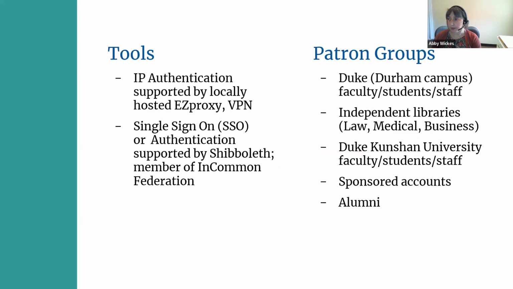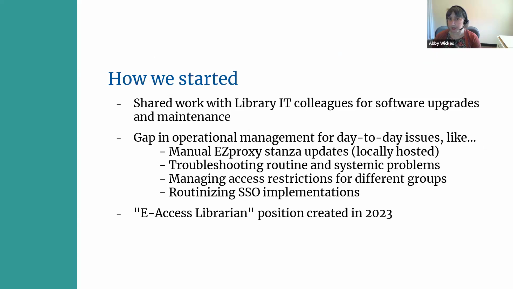There are also independent libraries for 3 professional schools. A more unusual group is our partnership with Duke Kunshan University. This group is more likely to have restricted access, leading to a lot of authentication work for us. We also have sponsored accounts that can have restricted e-resource access, and we have a limited number of e-resources available to alumni. Authentication is by and large managed by our IT offices, and the server and system upgrades for our local EasyProxy is managed by our library IT colleagues.